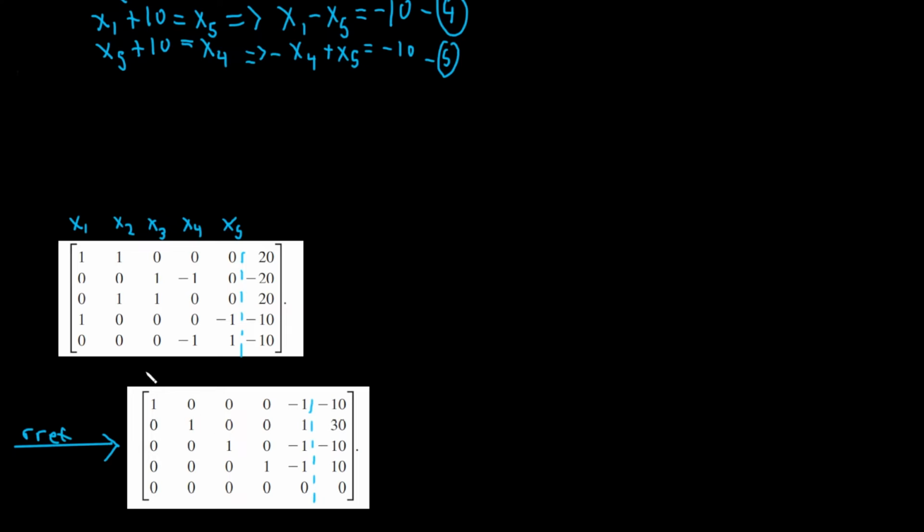So here we would have x1. It looks like x1 has a leading one over here. We have x2. x2 does have a leading one. x3, which does have a leading one. x4, which has a leading one. But x5 doesn't look like it has a leading one. So that means that x5 is going to be our free variable.